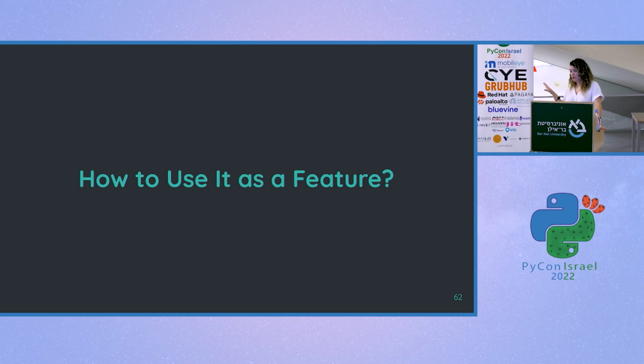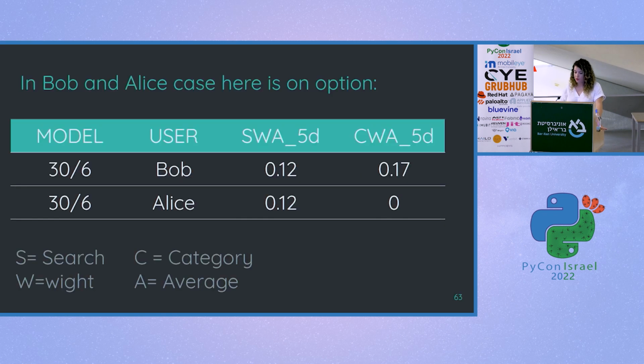Okay, that's great. We used an NLP concept in order to weight our events, and now how are we going to use it as a feature? Let's assume that we have Bob and Alice, and we have their weights. We know the weight of a specific day. Here we have the search weight average 5 days before the model run date, and we have the category weight average 5 days before the model run date.